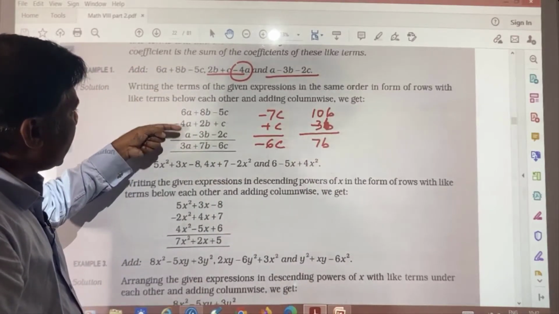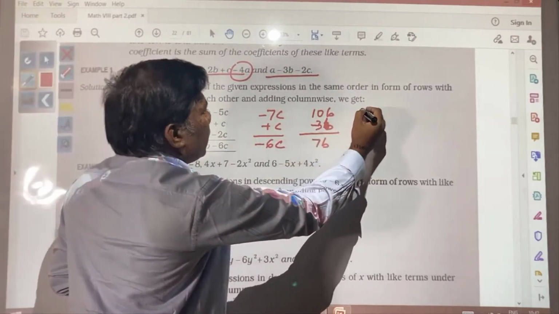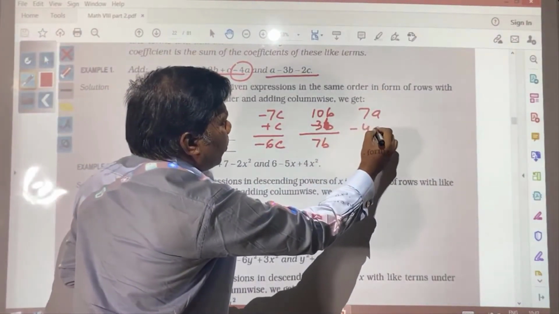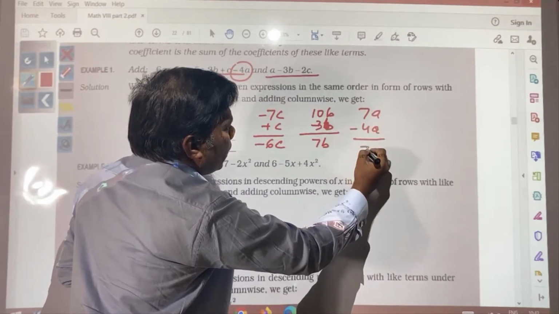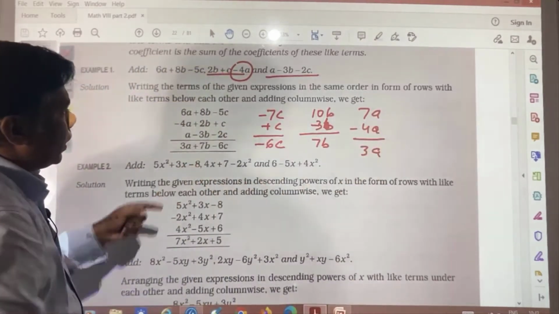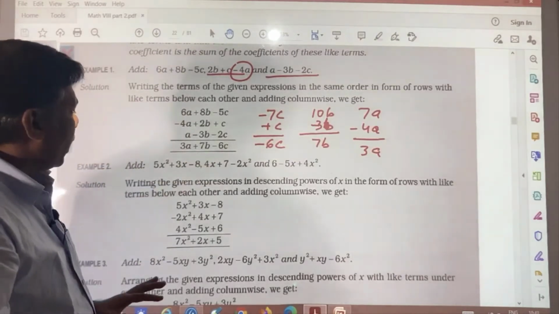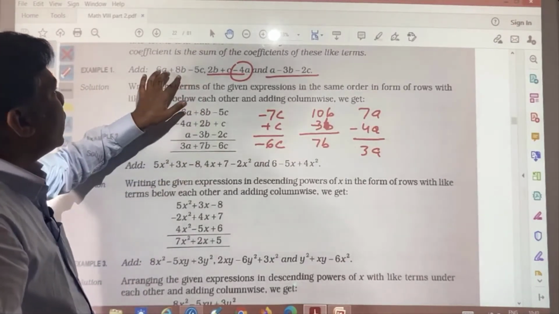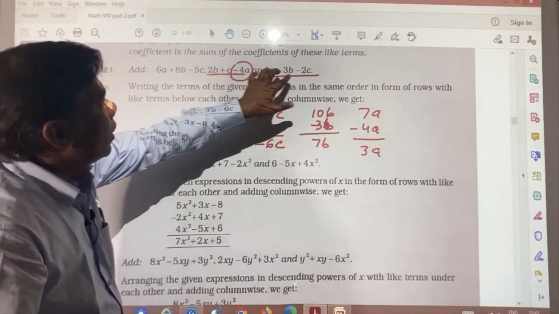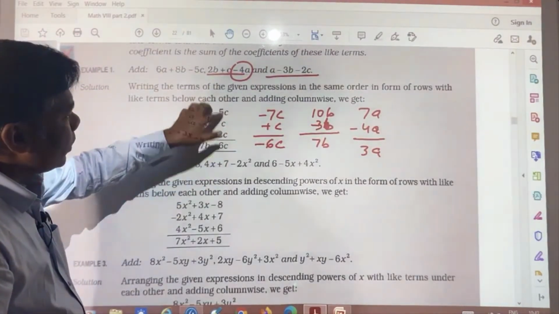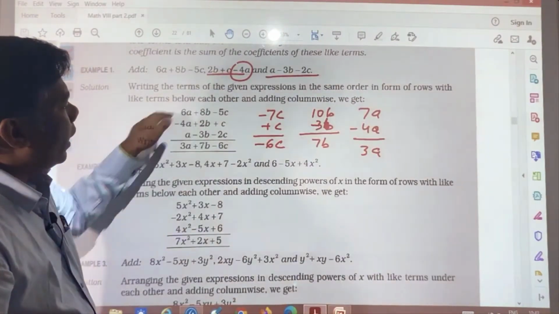Here you see 6A and A, that became 7A. And minus 4A, if you are subtracting this, you will get 3A. So 3A has been written. So in this way, addition is required to be done. So here you see 3 expressions we had. First, we have arranged it in proper way with like terms, and then it has been added.